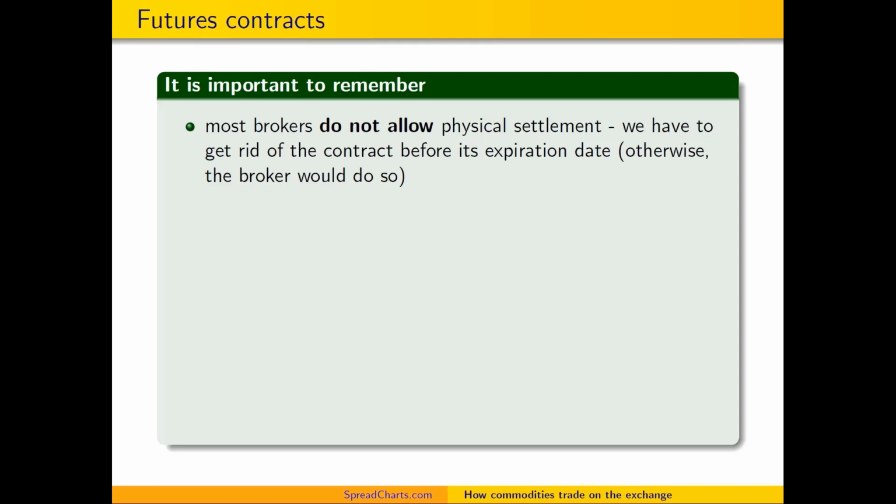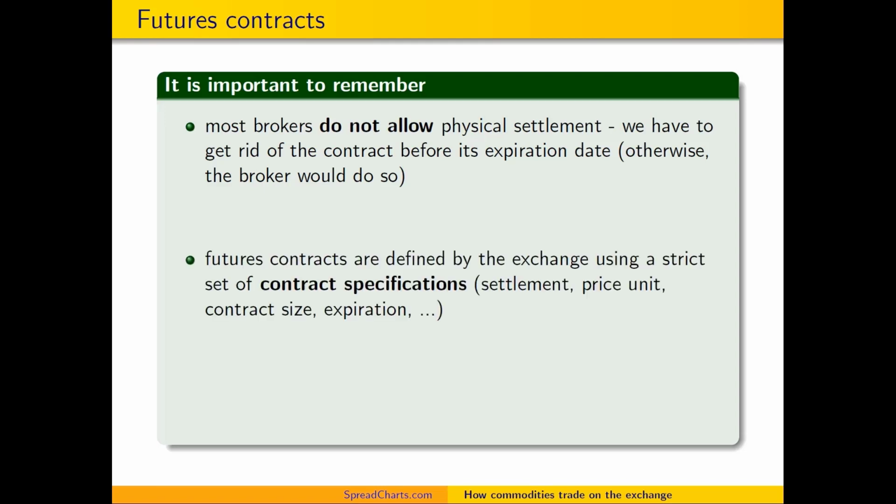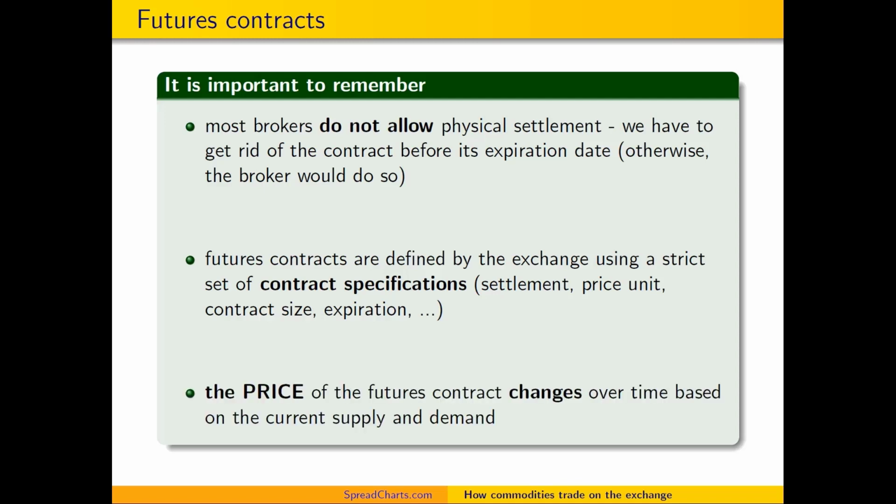Let's summarize other important facts you should know by now. Futures contracts for each commodity are defined by a set of specifications published by the exchange. It is, for example, the contract size, price units, and the like. And what is important to realize is that the price of futures contracts changes based on the current situation on the market. Again, let's take a look at a concrete example.